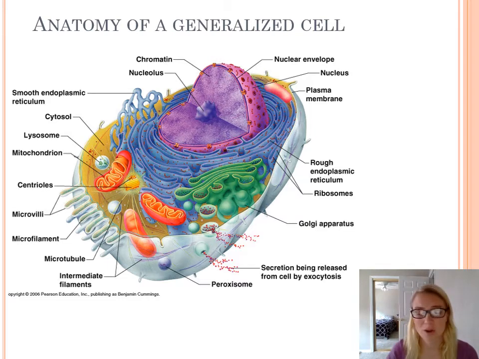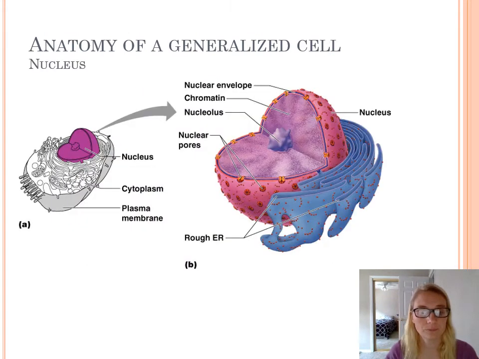Make sure you're comfortable recognizing what these parts are and what their names are. If you can make your own little vocabulary list or get flashcards, or have somebody quiz you, make sure you're comfortable labeling all of these structures on a picture of a cell. The first part we're going to take a look at is the nucleus.